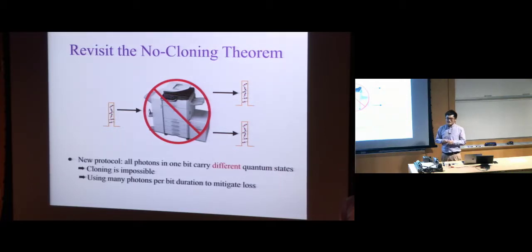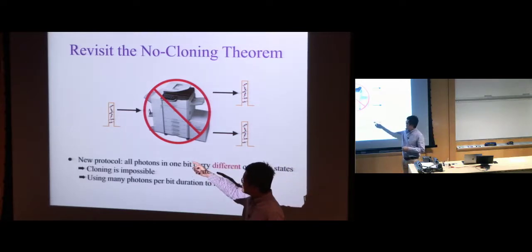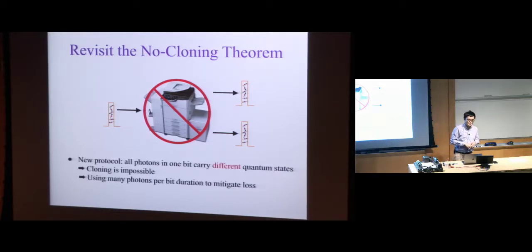So it seems that we have an idea to mitigate loss in quantum communication. Over 1 bit duration, we have multiple photons and let these photons all carry different quantum states. But there are 2 remaining questions to be tackled. The first is, how do you produce so many photons that all carry different quantum states? What device would you use?